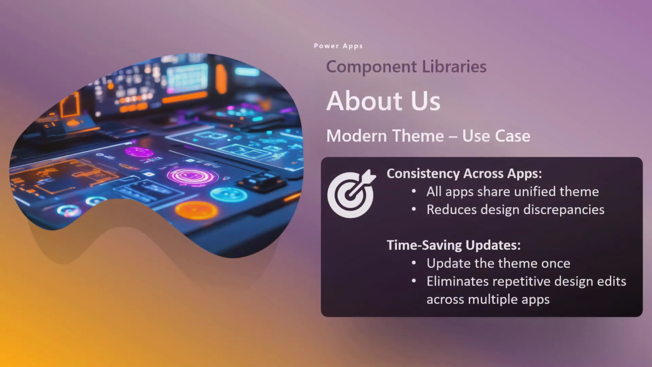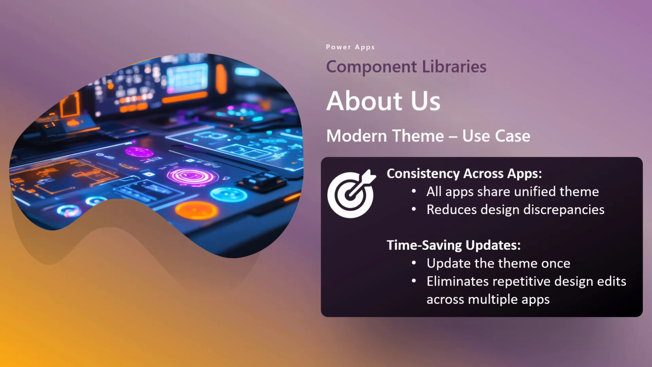So what's our use case for this? Well, we've got a modern theme use case. So we're going to be able to have all apps share a single unified theme, right, which reduces discrepancies. And then when we need to update those themes, well, we only need to do it once, and then all the apps will inherit those changes. It allows us to add additional themes, which we'll see in our example today. So let's dive into it.